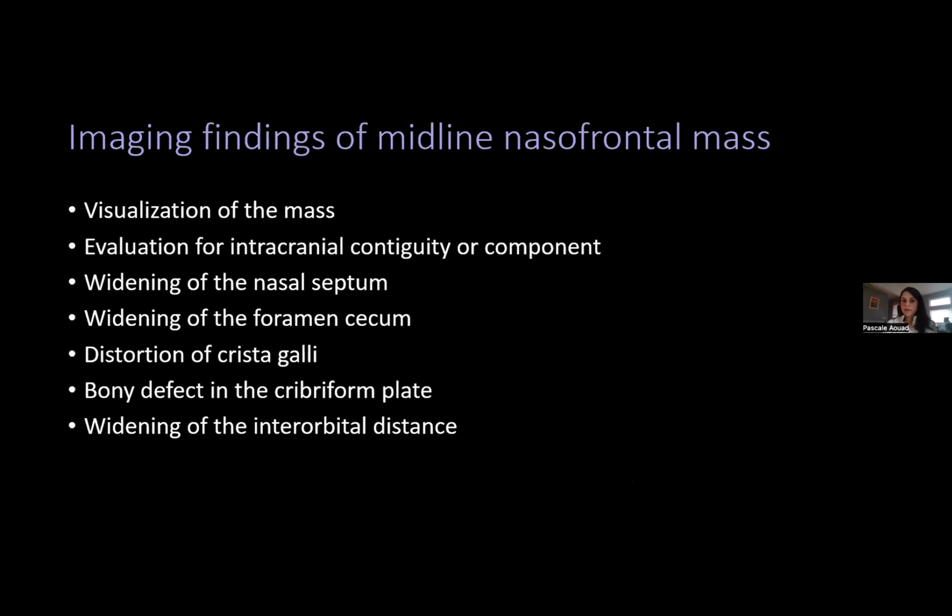As for findings that you can appreciate with these midline nasofrontal masses, first, of course, we can visualize the mass itself. Most importantly, we have to evaluate for contiguity with an intracranial component. Other findings would be widening of the nasal septum, widening of the foramen cecum, maybe on CT as well, some distortion or bifid appearance of the crista galli. We can see bony defect in the cribriform plate and widening of the interorbital distance. And these are mostly seen with cases of encephaloceles mainly.